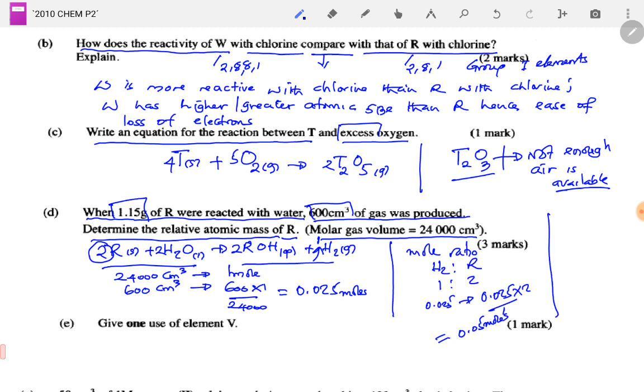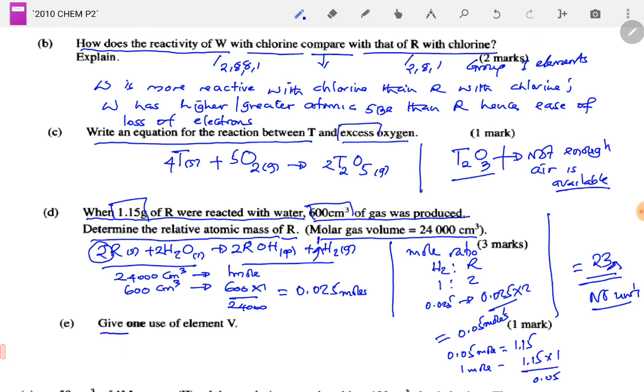At least now we know that 0.05 moles is the same as 1.15. What about 1 mole? It will be 1.15 times 1 all over 0.05. And the answer we get here is 23. So the relative atomic mass is 23. Remember, no units, because this is relative atomic mass. If you put units, then you will be committing an offense.